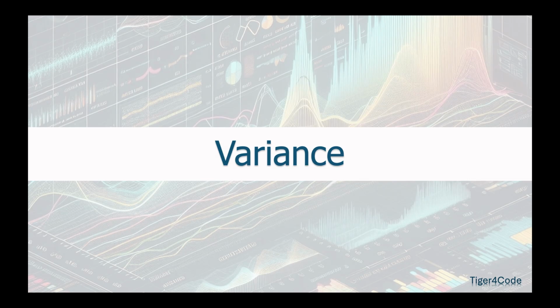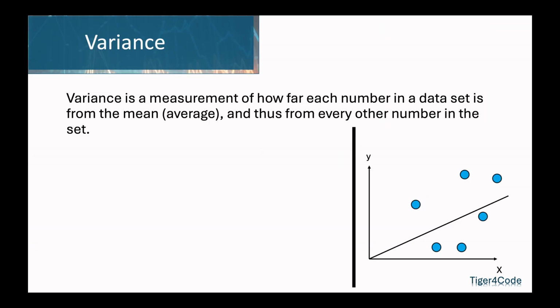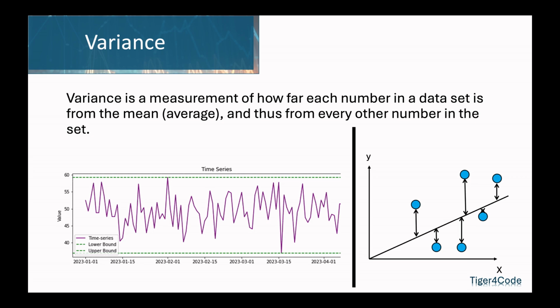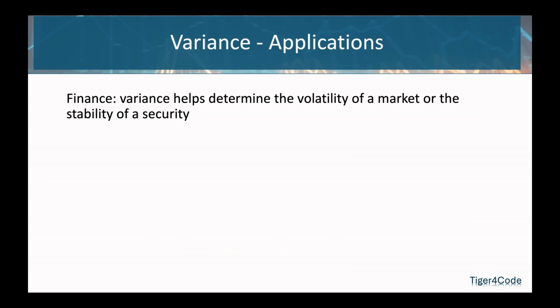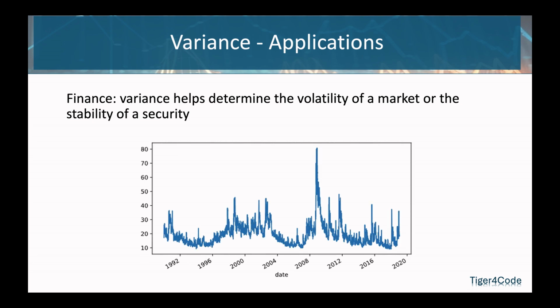Let us get started. Variance. Variance is a statistical measure of how far each value in a dataset is from the mean. In other words, it reflects the overall variability within the dataset and shows the spread of a dataset's points around its mean. This metric is widely used in various fields, including finance, where it helps determine the volatility of a market or the stability of a security.